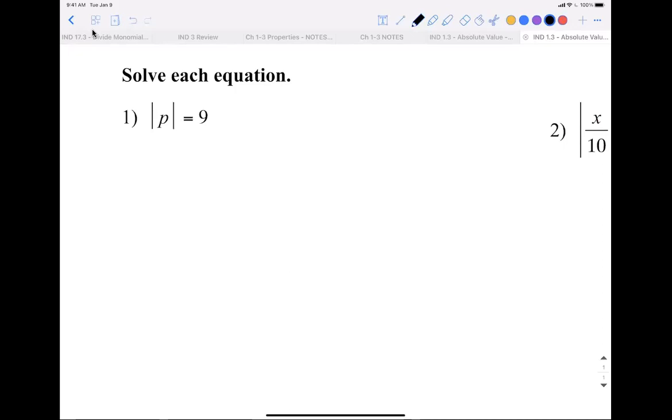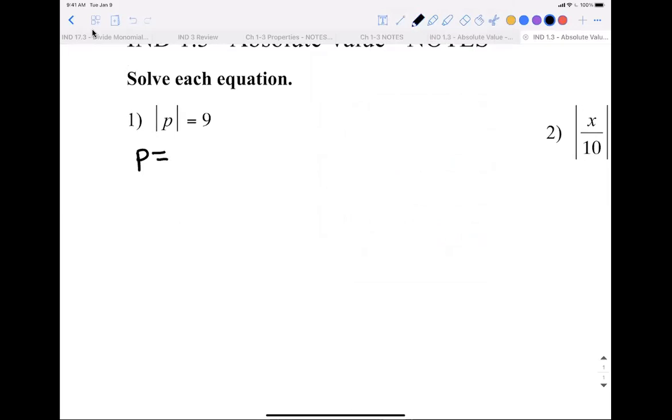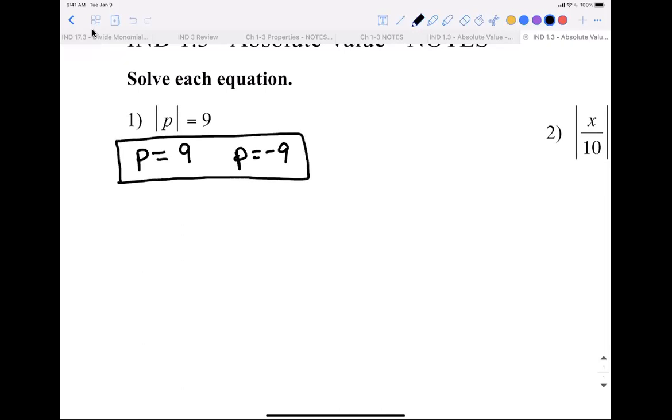Got it? Step 2 is to take whatever's inside the absolute value, and in this case, it's simply the variable P. This is where you set it equal to a positive and a negative. On the other side of the equal sign is a 9. So we're going to set P equal to positive 9, and P equal to negative 9. You always set it equal to a positive and a negative of whatever's on the right. And then the last step is solve. Well, this one is the most basic you can get. It's already solved for you. So your answer is 9, negative 9.